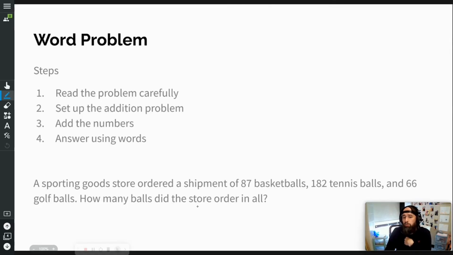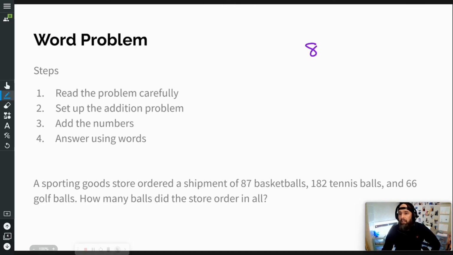A sporting goods store ordered a shipment of 87 basketballs, 182 tennis balls, and 66 golf balls. How many balls did the store order in all? So we have this. We're going to add them up. Okay, so when we have these numbers, 2 digits, 3 digits, 2 digits, we need to make sure everything is stacked all the way to the right when we set this up.